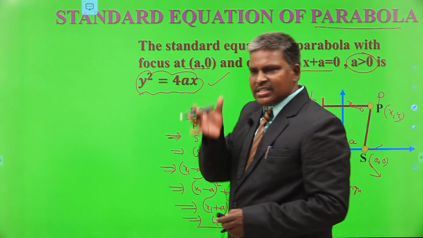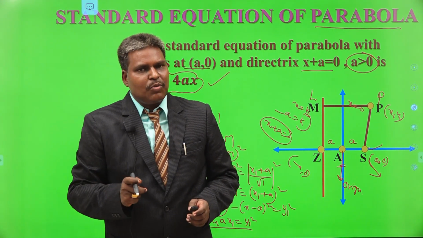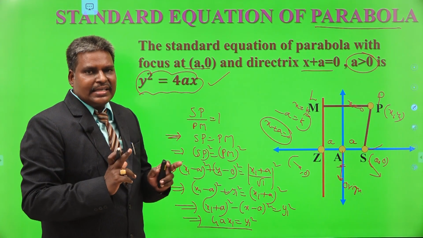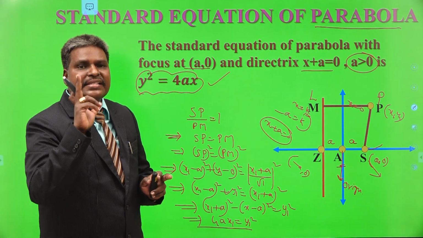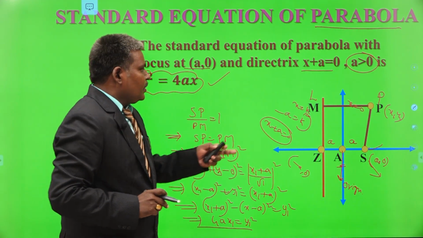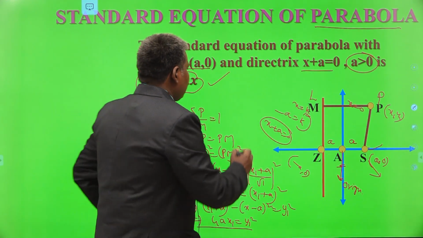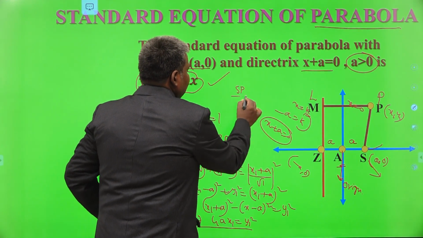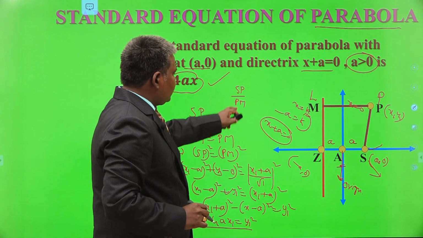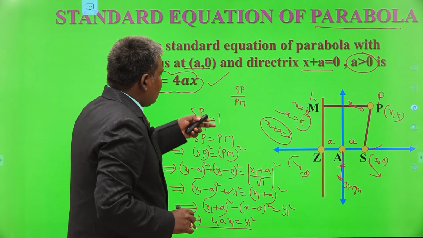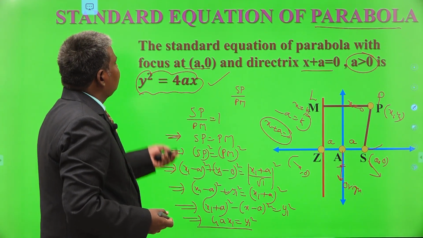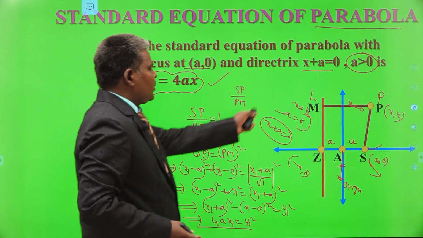So remember students, to write the equation of a parabola or any conic, we need one fixed point, a directrix, that is the fixed line, and the eccentricity. What is eccentricity? The constant ratio of SP to PM. SP is the two-point distance and PM is the perpendicular distance. Once you know the ratio is constant, which is equal to 1, your conic is what? Parabola.